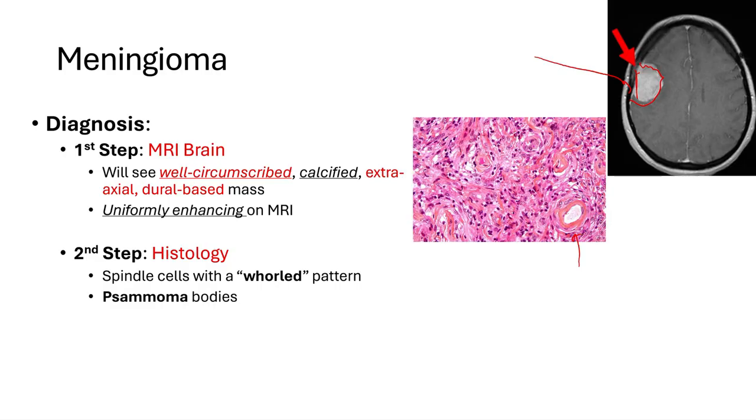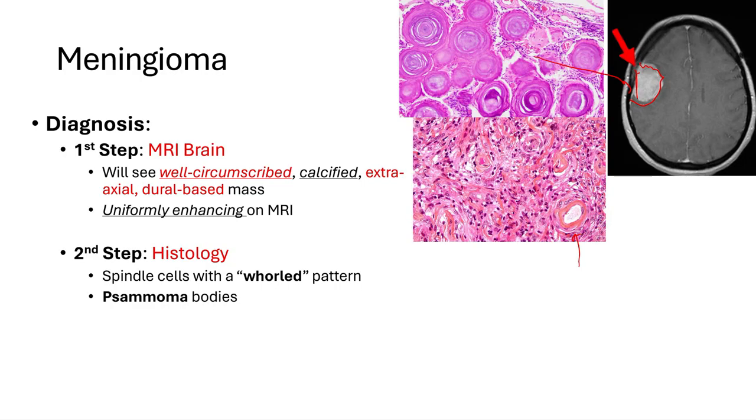We can also see psammoma bodies, and these are round calcified structures seen under the microscope. These are formed by concentric layers of calcium, and they look like tiny sand grains or even pearls in the tissue. Now, these can be seen in other tumors, but are unique in meningiomas for brain tumors. And as we can see, these are nicely layered, one right above the other, and it's a hallmark histologic finding for meningiomas.